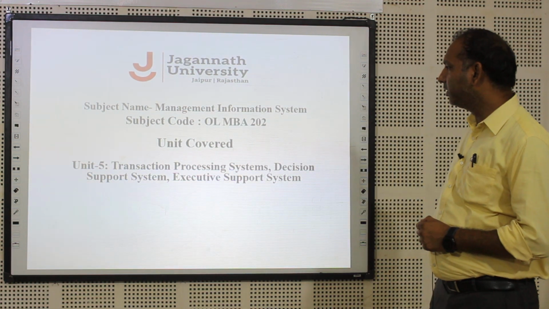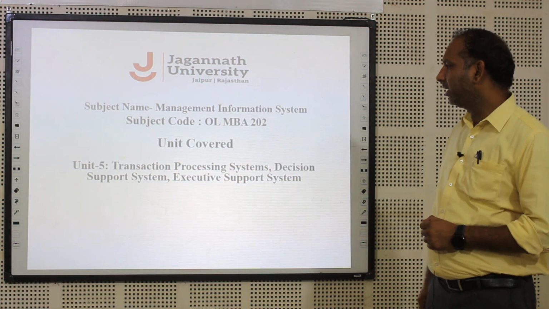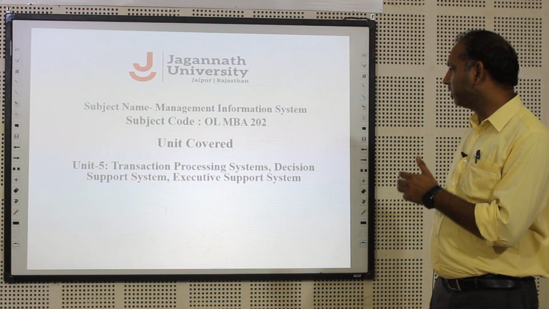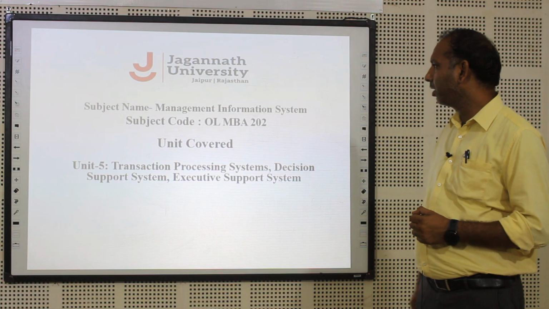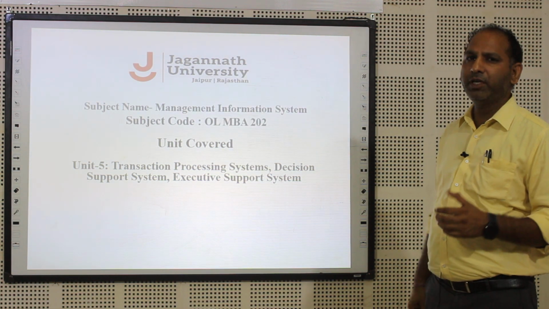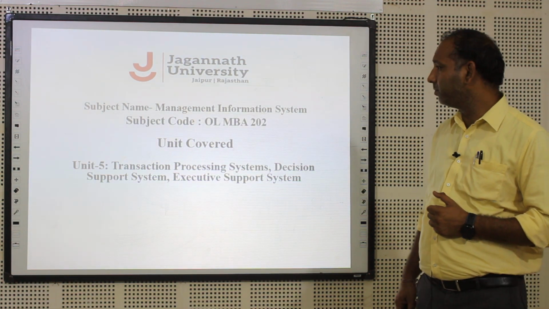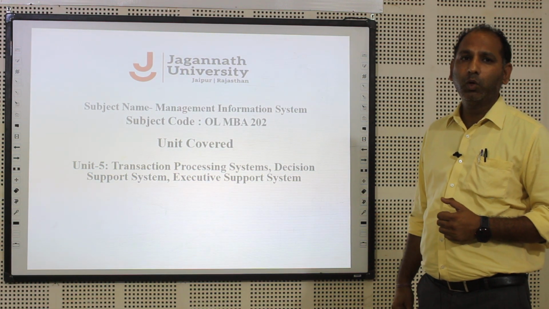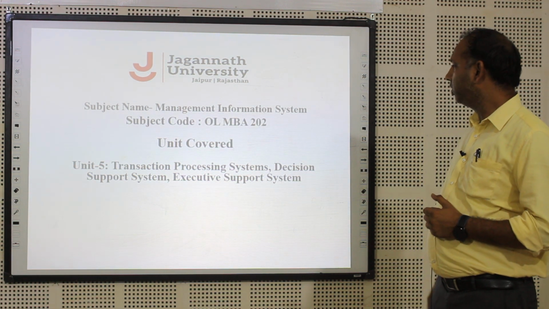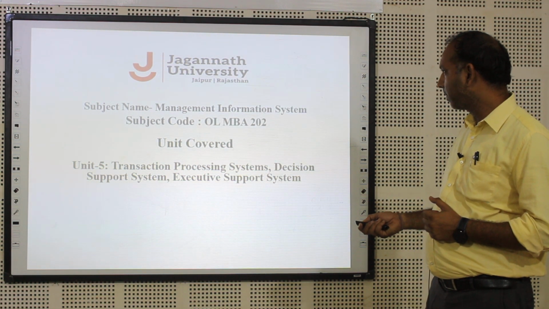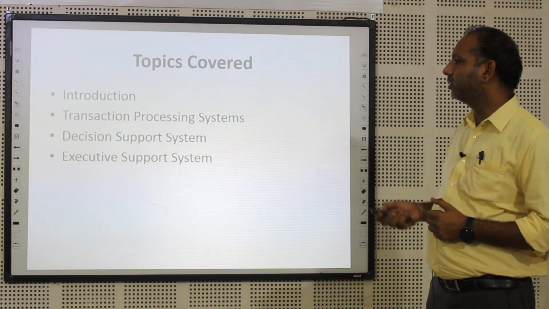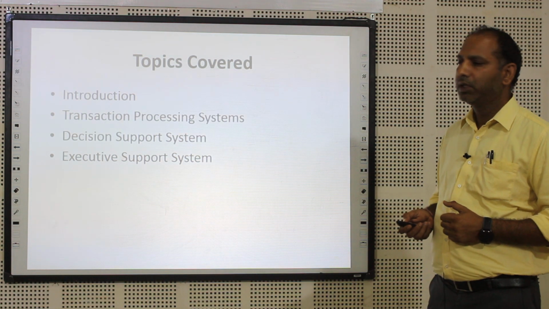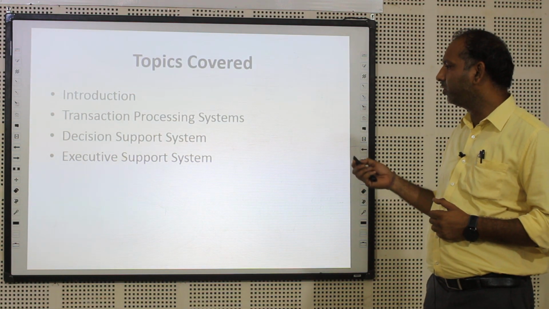Today we are discussing Unit 5, which is Transaction Processing System, Decision Support System and Executive Support System. The subject name is Management Information System and the subject code is OLMBA 202. The topics covered in this unit are the introduction, transaction processing system, decision support system and executive support system.